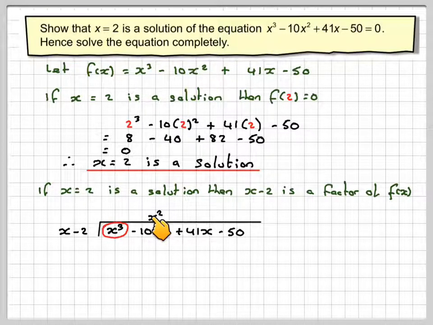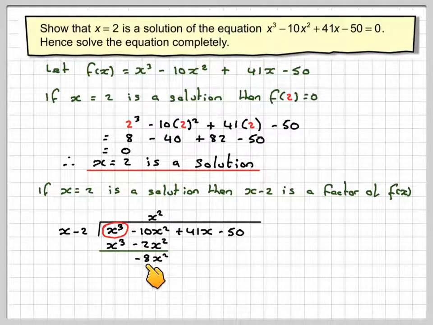And then what we do, this is like long division, x squared times x gives me x cubed. And then x squared times minus 2 gives me minus 2x squared. Right, if we do now the subtraction, we get nothing from this. Minus 10 minus minus 2 gives me minus 10 plus 2, which is minus 8x squared. So you really need to know your negative numbers here.